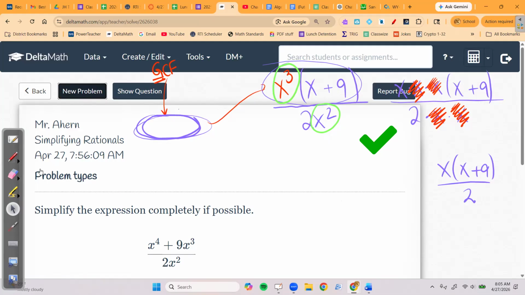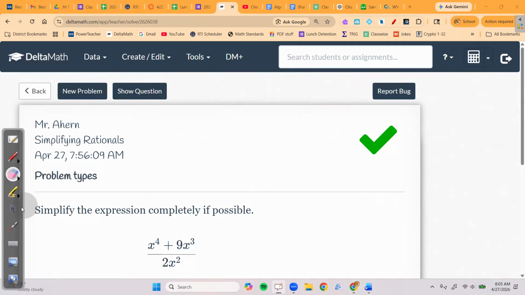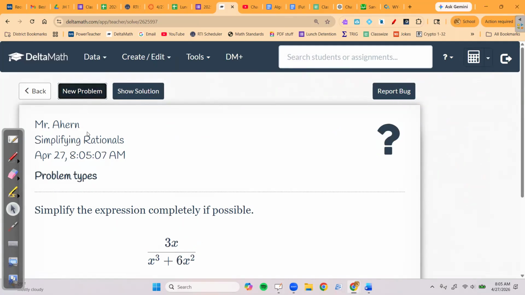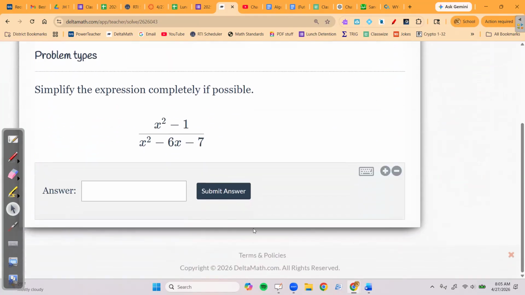Okay, let's go again. I've got to erase all this. Let's do a new problem. Yeah, it's kind of the same thing there. So this is a great example here. So it's a good second example for your notes.